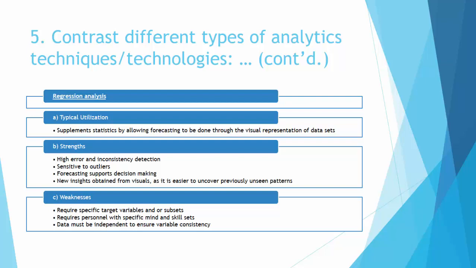However, its weaknesses are it requires a specific target variable or subsets in order for regression analysis to be done. It also requires personnel with a specific mindset and skill set in order for the regression analysis to be effective. The data acquired must be independent to ensure variable consistency.